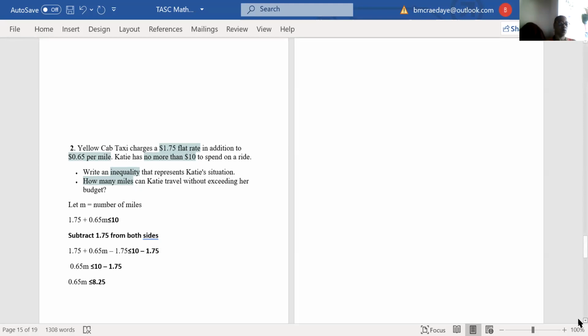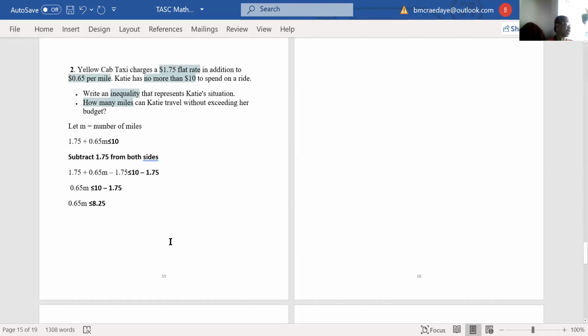Okay. Now what do we do to both sides? Because we want to get M. Right. So we multiply. No, we divide. That's it. Very good. Do the opposite of multiplication. Divide both sides by 0.65. Okay. Let's do that.